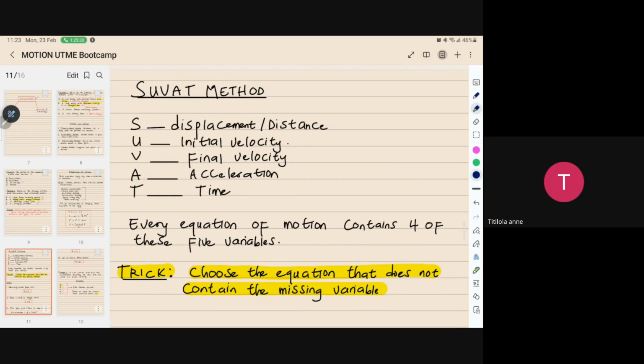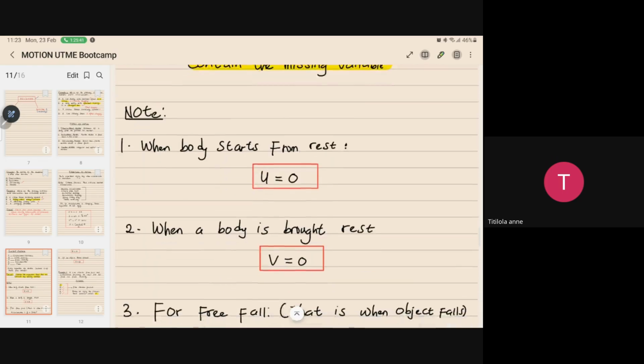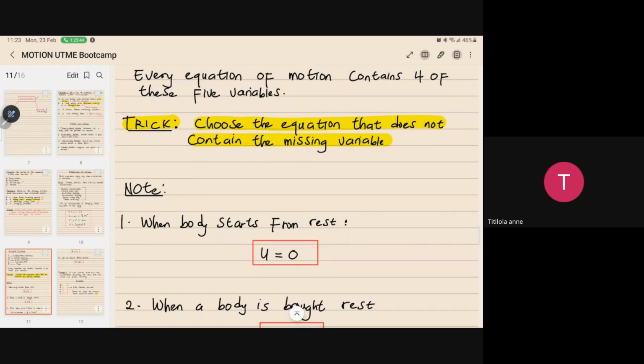Always remember that this SOVAT, there are 5 of them, but the equations can only contain 4, and one of them will always be missing. Give me the thumbs up now if you understood what I said. All right, I think everybody is on the same page. So let's continue. So these are the things I want you to always remember.